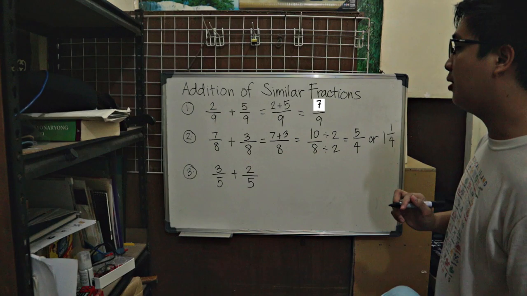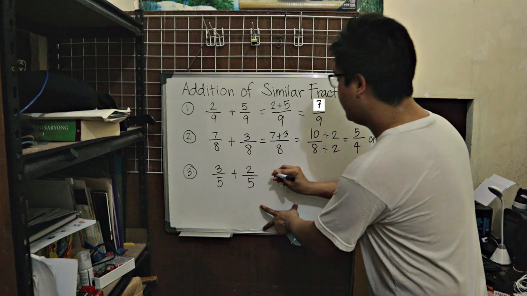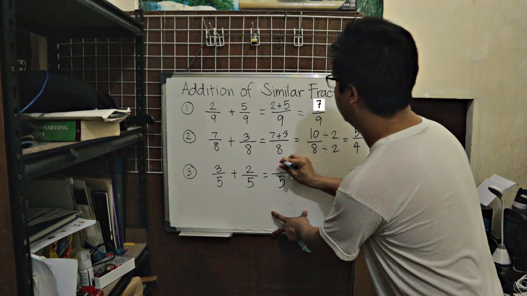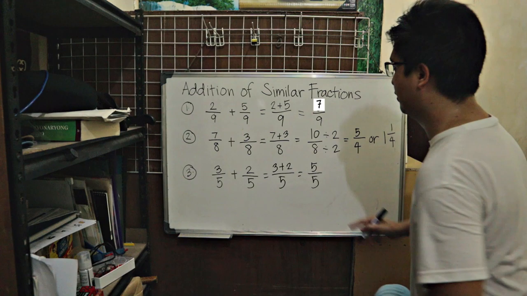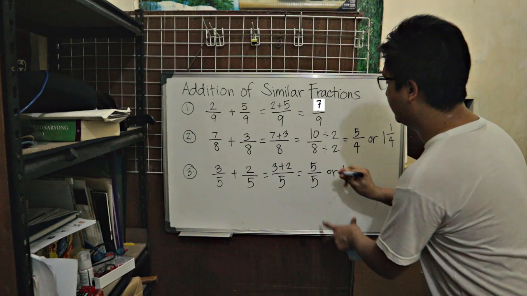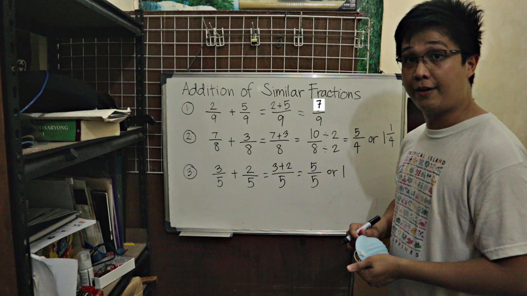Let's try 3/5 plus 2/5. They are still similar fractions and we're going to add them. We copy the denominator, 5, and we add the numerators. So, i-plus nato ang 3 kag ang 2 equals 3 plus 2 equals 5 all over 5. So, 5/5 is actually the same as 1, because 5 divided by 5 is equal to 1. And that's how you add similar fractions.